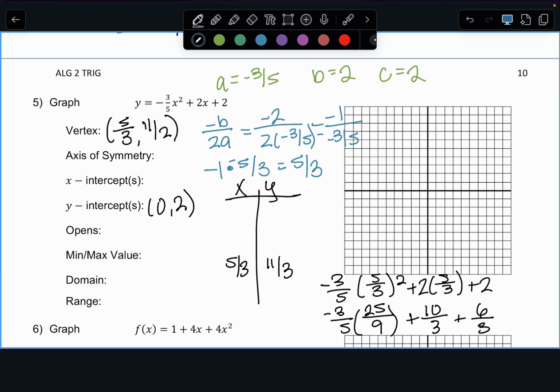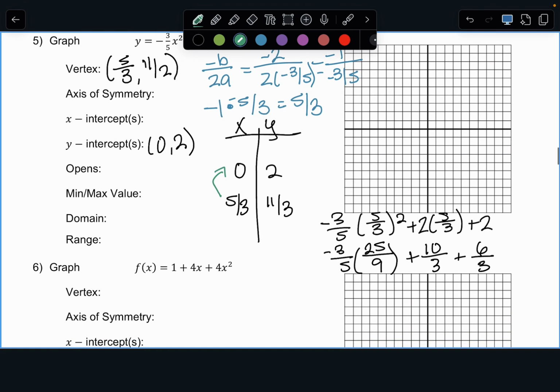So now I'm just going to put that in my table and see where it is in relation to my vertex. So let's go here. Here's 0, 2. 0, C. It's a point that's always on my graph. You can always do that for standard form, yes. Okay.